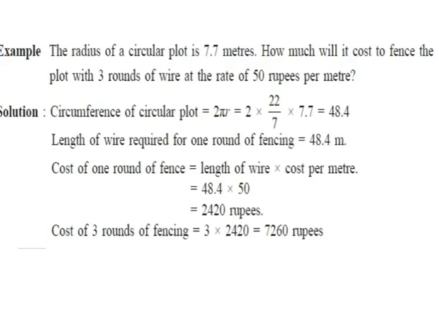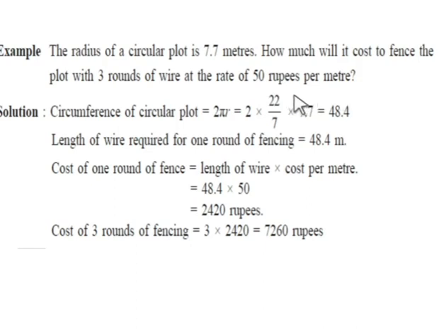Now next example. The radius of a circular plot is 7.7 meters. How much will it cost to fence the plot with 3 rounds of wire at the rate of 50 rupees per meter? Now children, here what is given? Radius of a circular plot is given. It is 7.7 meters. You have to find the cost to fence the plot with 3 rounds of wire at the rate of 50 rupees per meter.